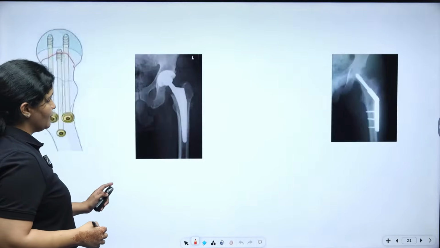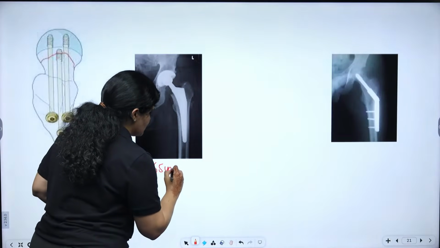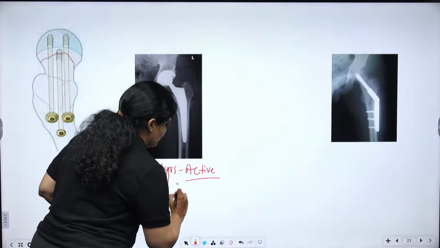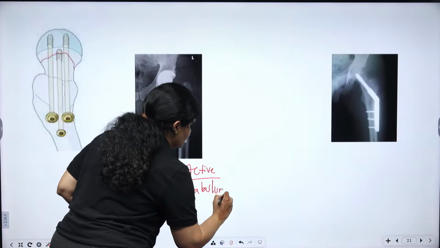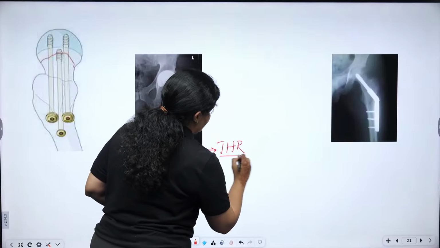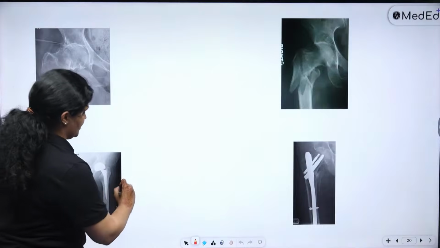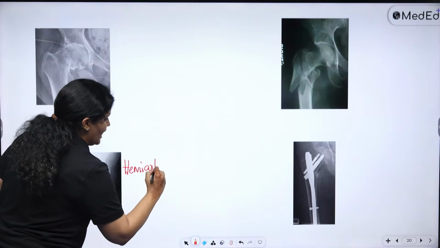Now if the patient is very active, more than 65 years and still an active individual, but you also see that there is a degeneration in the acetabulum, you can go for one more interesting operation, that is total hip replacement, which is called THR. But what is hemiarthroplasty? This is only half replacement, only of the femoral head, where we are replacing only half of the joint.